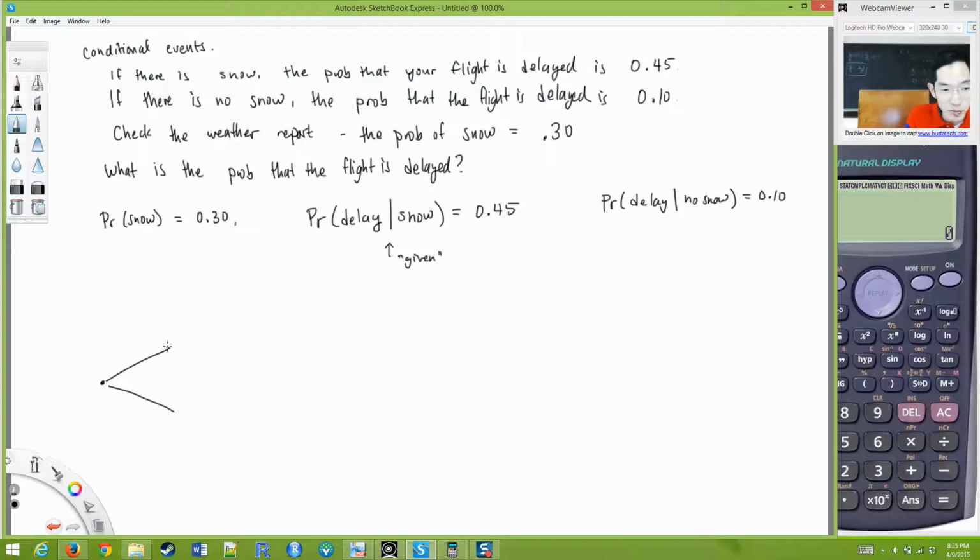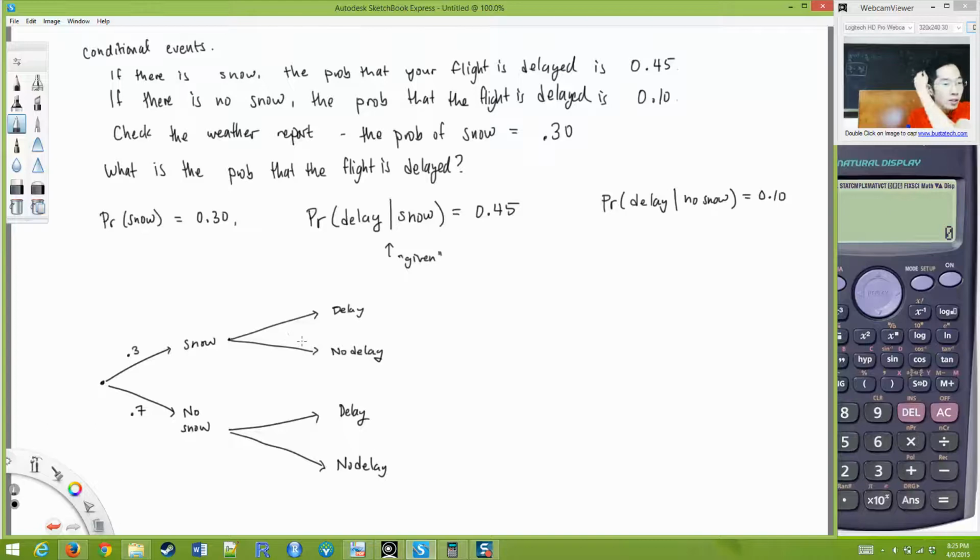So I'm going to draw a tree, okay? And we're going to say, okay, well, let's see if there is any snow or no snow. What is the probability of there being snow? 0.3, which means the probability of no snow would be 0.7, okay? And if there's snow, then two things can happen. There's a delay or no delay. And if there's no snow, two things can happen. There's either a delay or there's no delay.